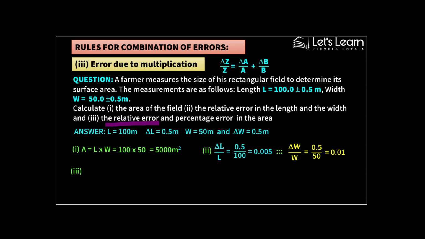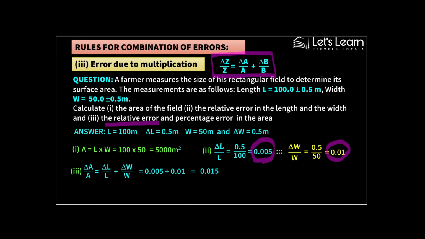Now, the third one is relative error in area. How do we find the relative error in area? You add relative error in individual measurements. The relative error in length is 0.005. Relative error in width is 0.01. You add them together will give you 0.015. Relative error in area. Now, how do you get the percentage error? Times this by 100, which is 1.5 percentage.